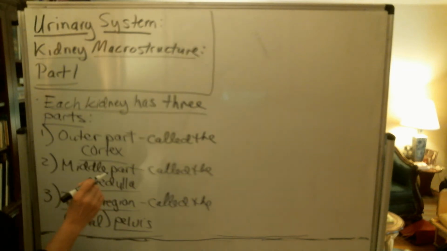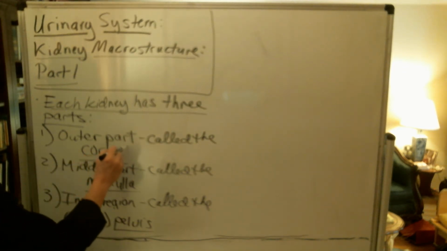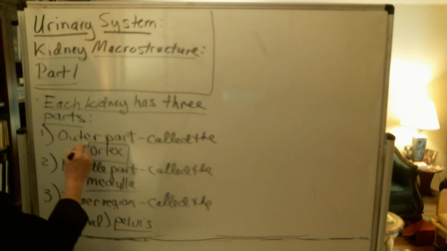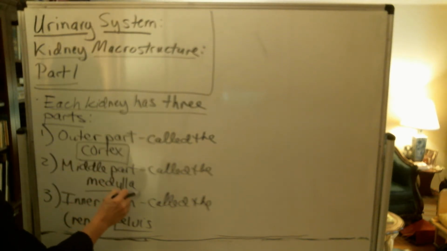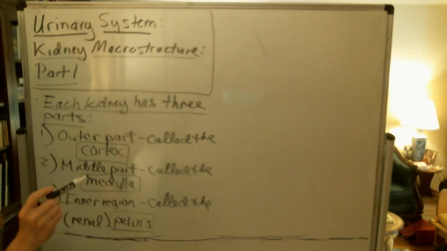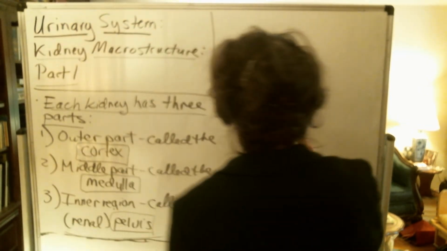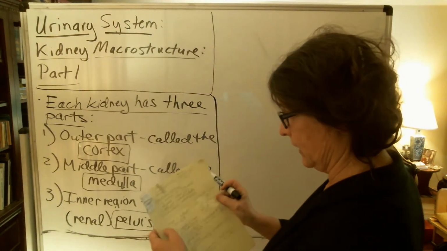Now take a look at these words. It helps you figure things out, okay? So let's just take a look here. Cortex is often used to describe an outer part or an outer layer of something. Medulla in the middle, and then the pelvis down at the bottom. So when you see the word cortex, just think outer layer, for instance.